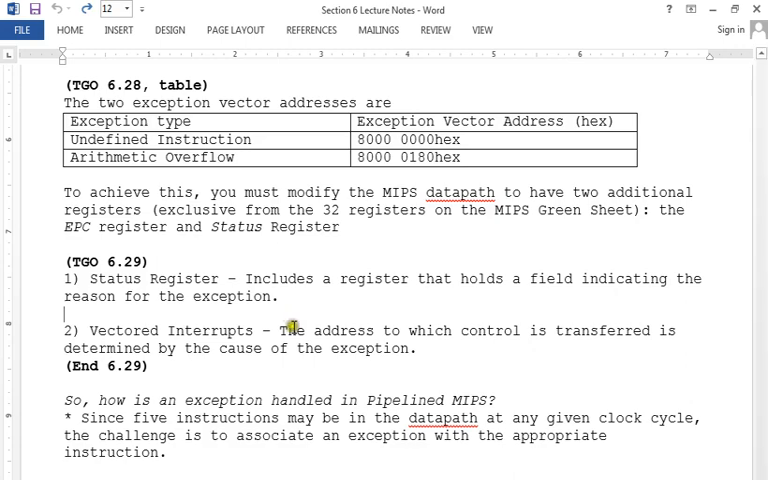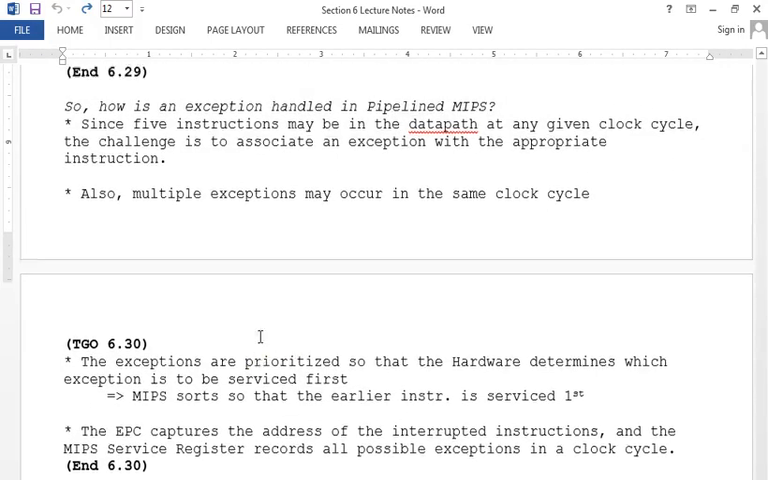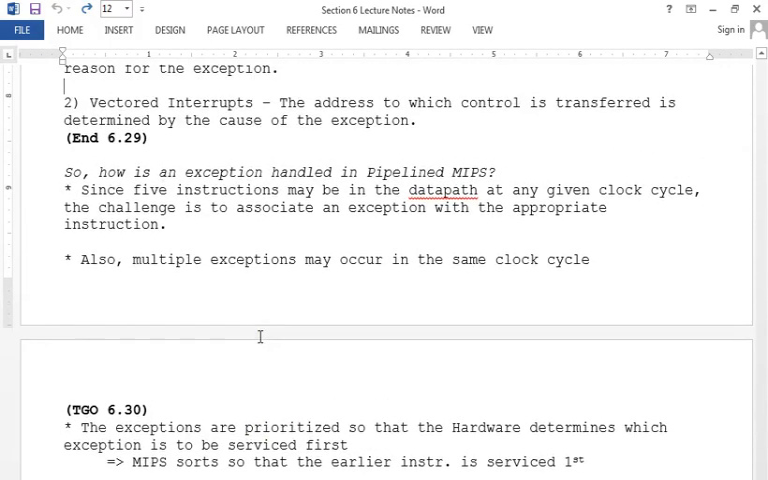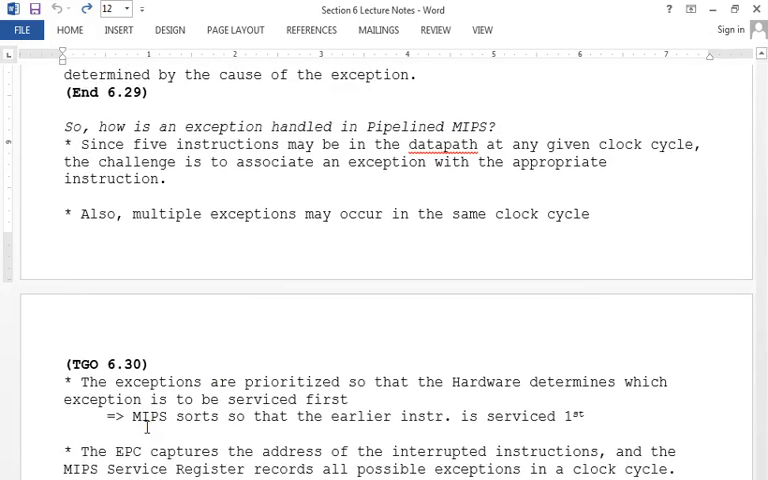So what we're going to do next is go through 6.30, how it's handled, and then a small example of how this is done. So in 6.30, the exceptions are prioritized in the data path at any given cycle. So the challenge is to find which one we want to get to. What happens if we get an overflow at the exact same time that the previous instruction in a pipeline data path gives me an unknown instruction?